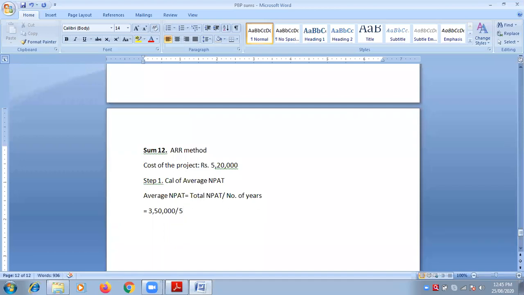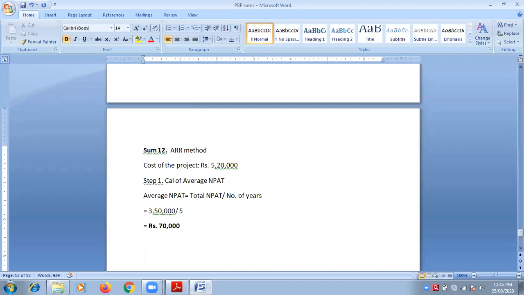So the answer will be 3,50,000 by 5. Yes, 5 years is correct. Now 3,50,000 by 5, what is my final answer? 70,000. Rupees 70,000 is my first step answer. This is known as average net profit after tax.